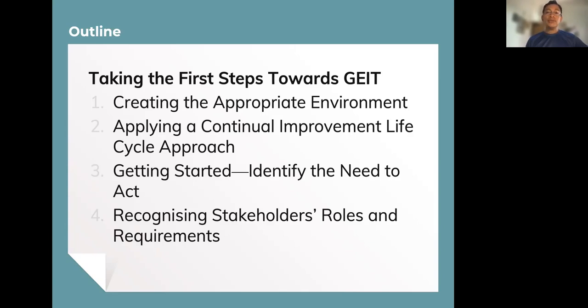Last but not least is to recognize the right stakeholders. Stakeholders consist of two kinds: the first is of course your internal stakeholders, and the second is the external ones. So you need to define the roles and also what kind of requirements they will need to contribute to the implementation of IT governance and management.